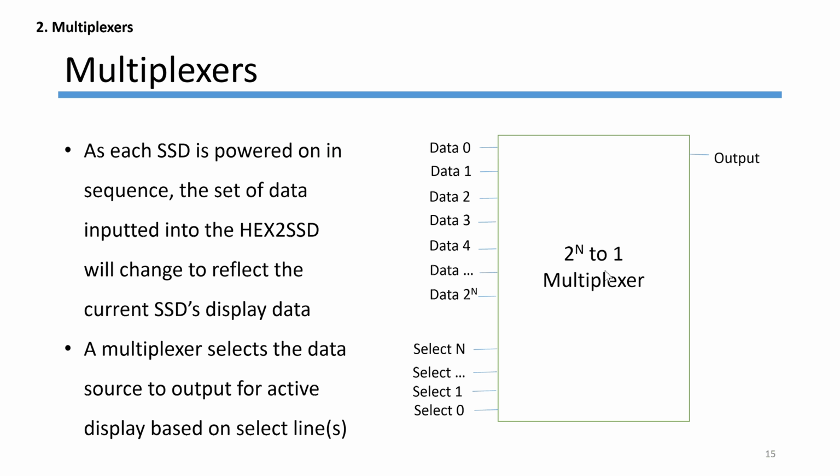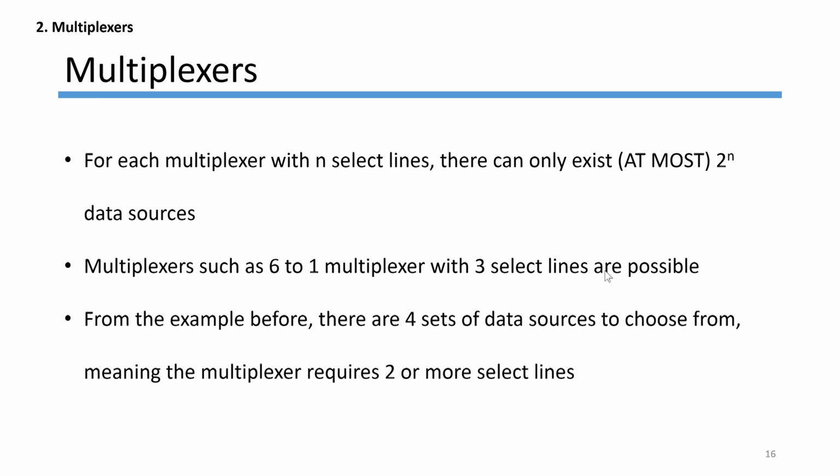If you look at the image on your right, based on up to n select lines, you would output the data set corresponding with the select lines. So for n select lines, you can have up to 2 to the power of n data sources. Notice that we say there can exist at most 2 to the power of n data sources, which means that fewer than 2 to the power of n is possible. So multiplexers such as a 6-to-1 multiplexer with 3 select lines are possible. You could also have a 6-to-1 multiplexer with 4 select lines.